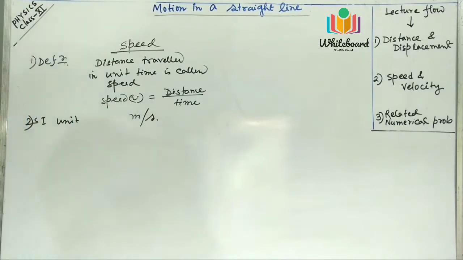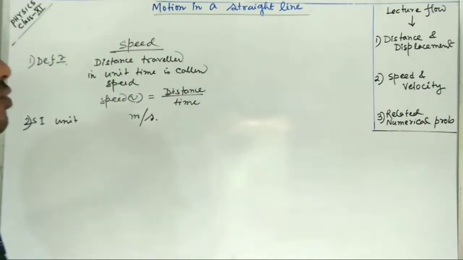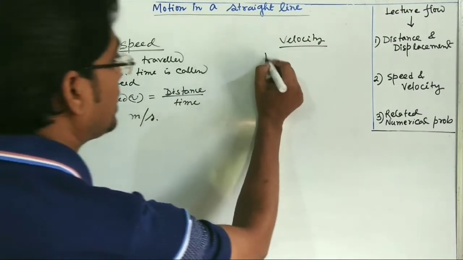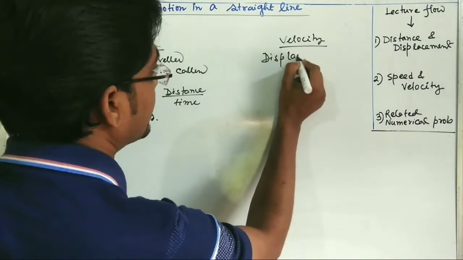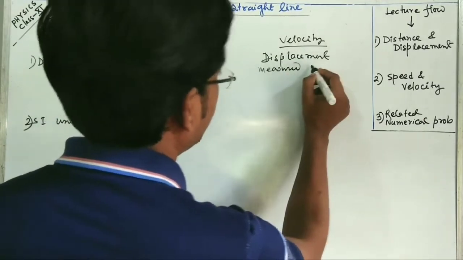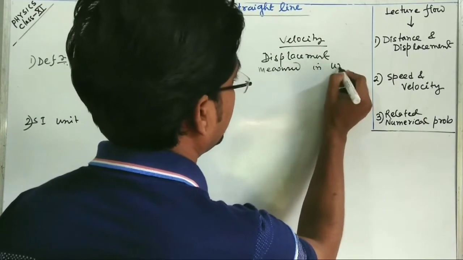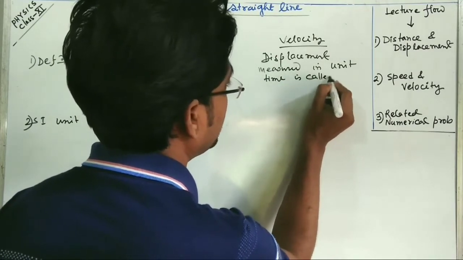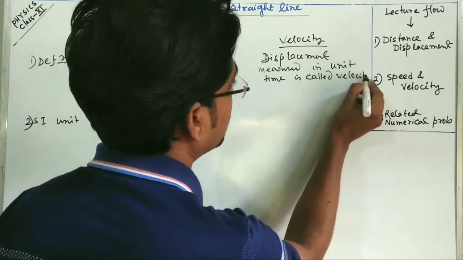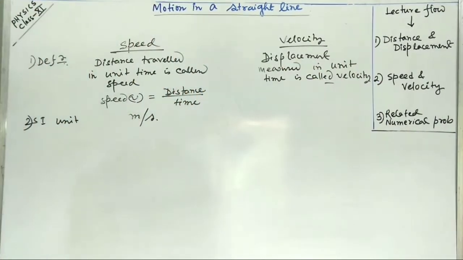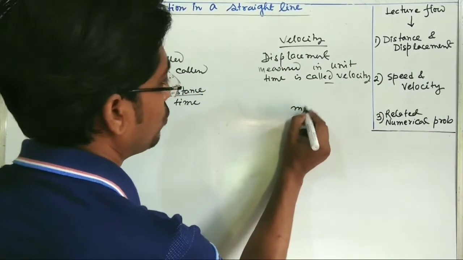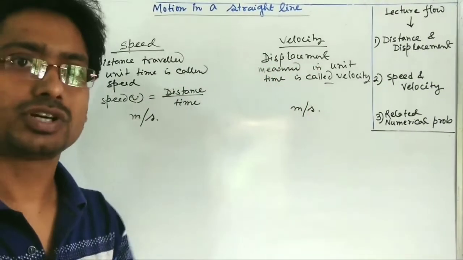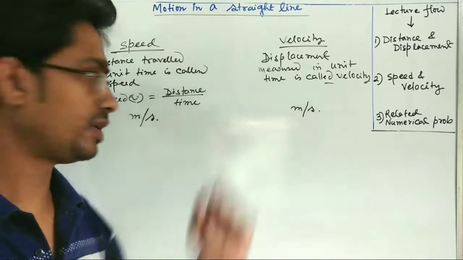Side by side, I am comparing it with velocity also. So what is velocity? It is nothing but the displacement measured in unit time. That is called velocity. The unit will also be meter per second, since displacement is also a distance, the shortest distance. So distance per unit time, meter per second.